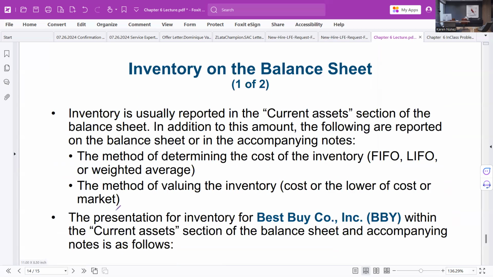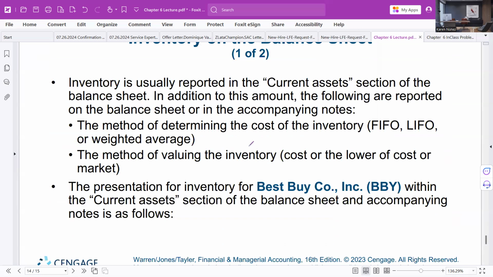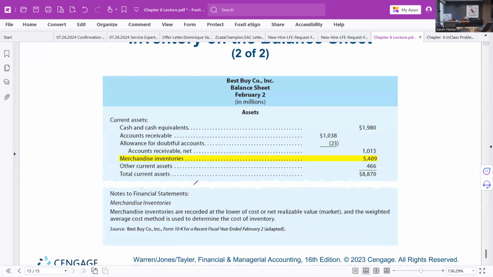And on the balance sheet, inventory is typically reported, again, at the lower of cost or market, where cost is determined via FIFO, LIFO, or weighted average, and market value is determined using, again, that net realizable value. And inventory is always reported in the current asset section. So you would typically see on the balance sheet, again, current assets, and then here's your inventory, merchandise inventory of 5409. And there's a note here that the inventory is determined using the LCM, lower of cost or market.